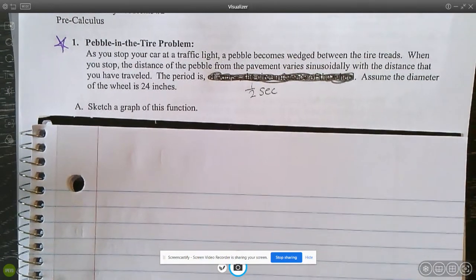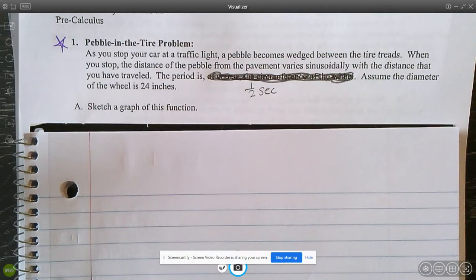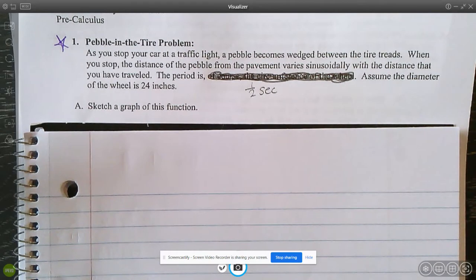So today we are going to look at graphing and writing equations for word problems. We're just going to look at a couple examples.